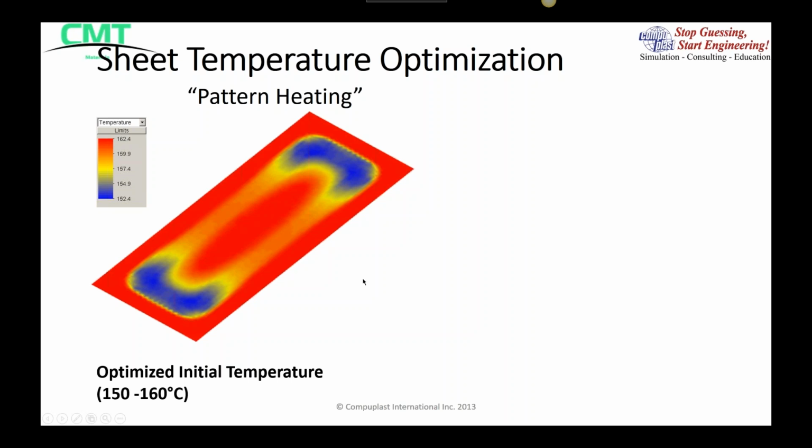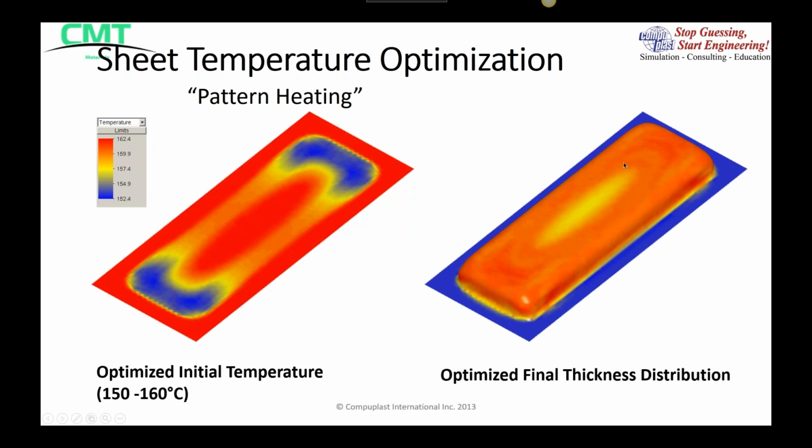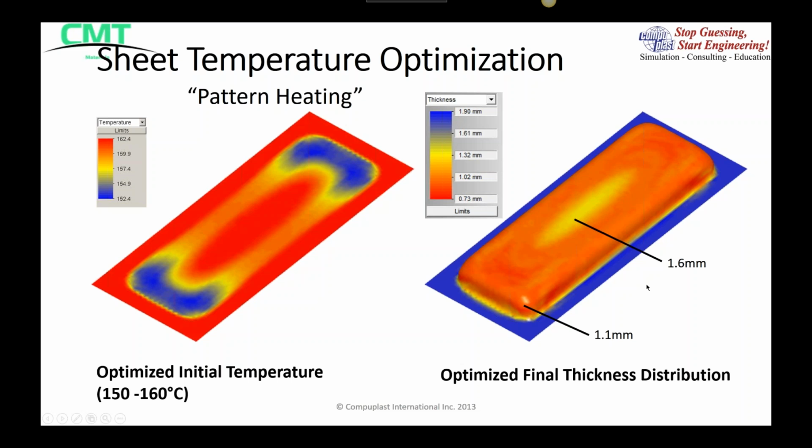And when you form this part, you get a more uniform distribution in the final part. And here we're looking at thickness. The blue is thick and the red is thin. And in fact, the customer was able to achieve his minimum required thickness was 1.1 millimeters. And they were able to achieve this with a sheet that was less than 2 millimeters thick. So they saved more than 50% on their initial sheet thickness, which is a considerable savings in their material costs.